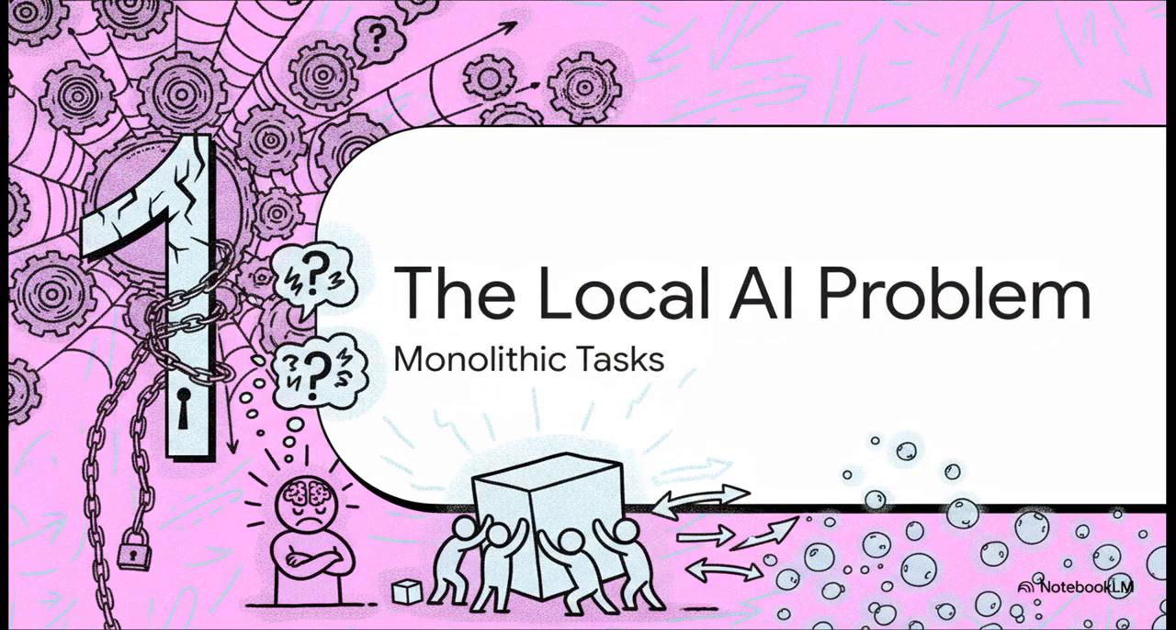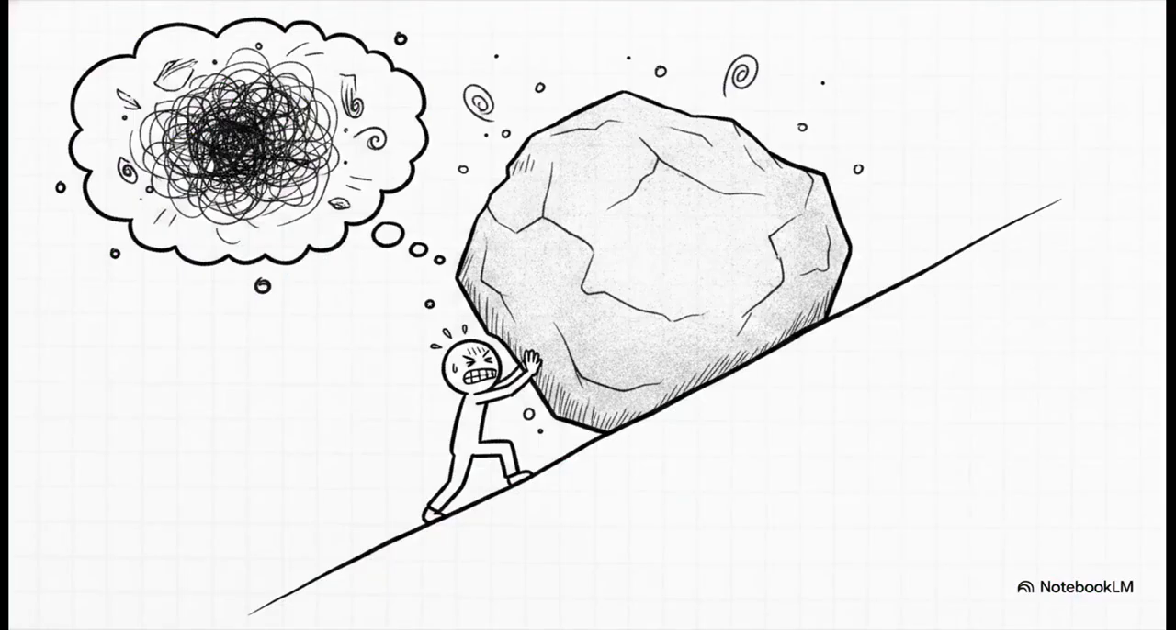Okay, let's dive right into part one, the local AI problem, specifically dealing with monolithic tasks. Think about what we're actually demanding from our hardware here. A 35 billion parameter AI model is powerful, sure, but its execution context, its working memory, has very real hard limits. When you give it a massive task, it's literally like asking someone to carry a giant, oddly shaped 1,000-pound boulder up a huge hill. It is just too heavy and completely unmanageable.